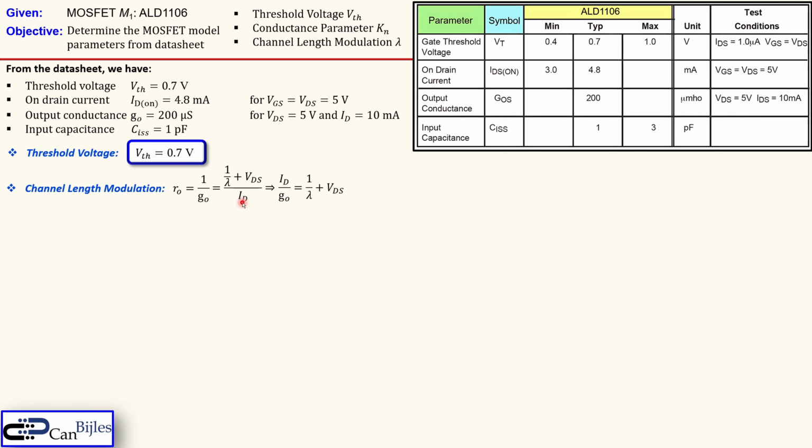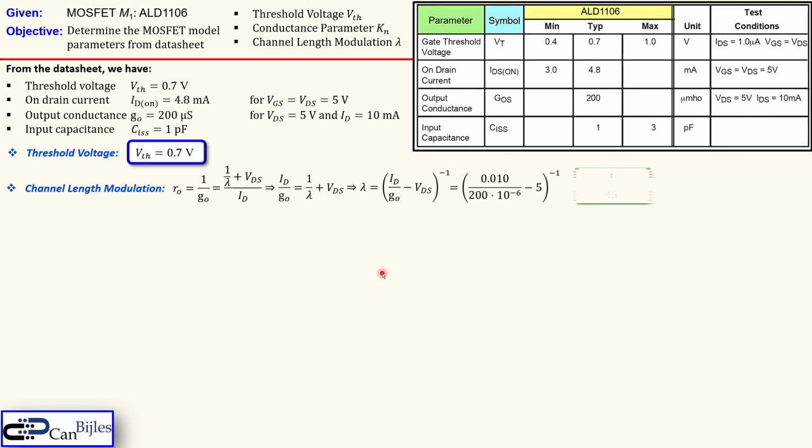So let's do that. ID times 1 over GO, which is ID over GO, is equal to 1 over lambda plus VDS. That's shown here. Now I go a step further and do a couple of things at once. Lambda will be expressed like so, where you can substitute everything from this part. Now we can say the ID, GO, and the VDS will be substituted here.